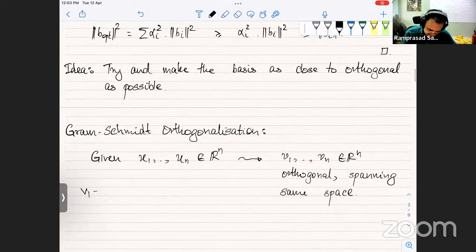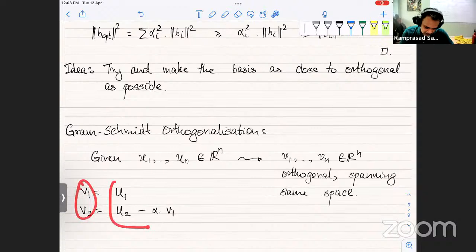So what do you do? What should V1 be equal to? Well, at this point, we don't know anything better, so you might as well make it equal to U1. Now the point is, what should V2 be equal to? I want V1 and V2 together to span the same space as U1 and U2. So I can afford to add some alpha times V1, because this way the space spanned by V1 and V2 is the same as the space spanned by U1 and U2. Now it's just a question of what I should choose for this alpha.